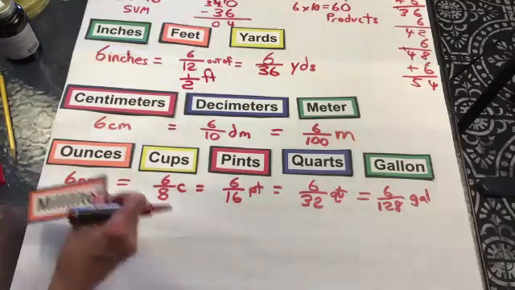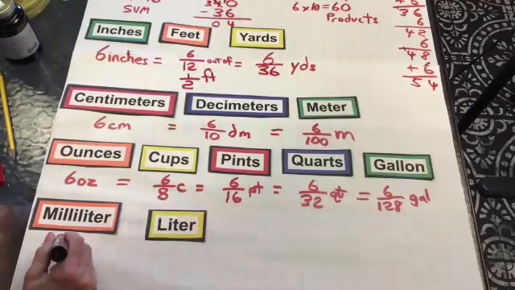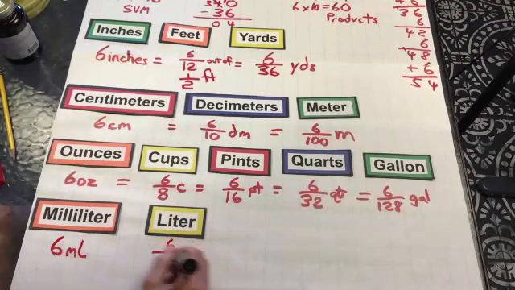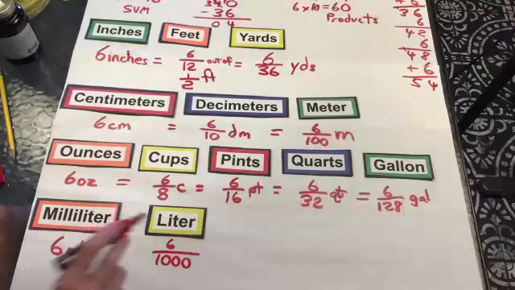All right, let's do milliliter and liter. And if we have 6 milliliters, that's the same as 6 out of 1,000. It takes 1,000 milliliters to make a liter.